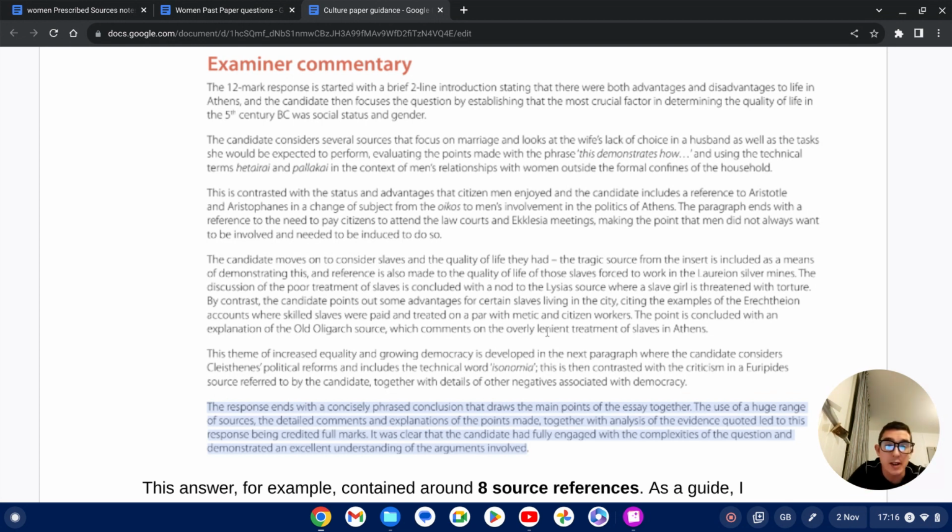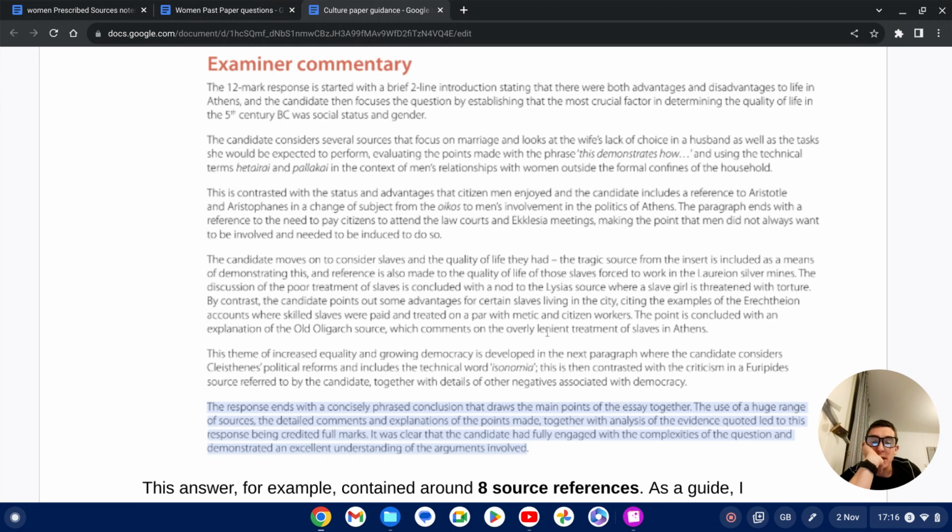And uses technical terms hetairoi and pallakai in the context of men's relationships with women outside the formal confines of the household. This is contrasted with the status and advantages that citizen men enjoyed, and includes a reference to Aristotle and Aristophanes in a change of subject from the oikos to men's involvement in the politics of Athens. Okay, so here you can see that they've referred to certain authors. The paragraph ends with a reference to the need to pay citizens to attend the law courts and ecclesia meetings.